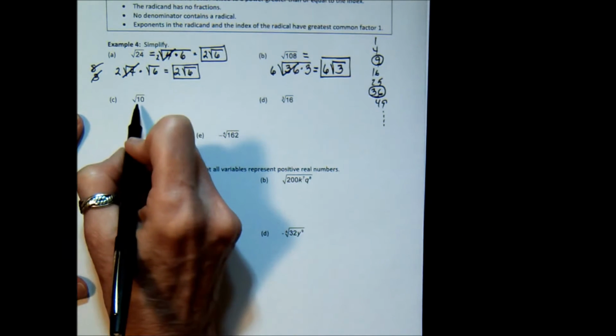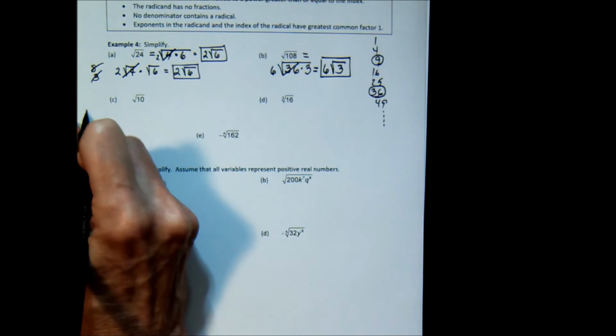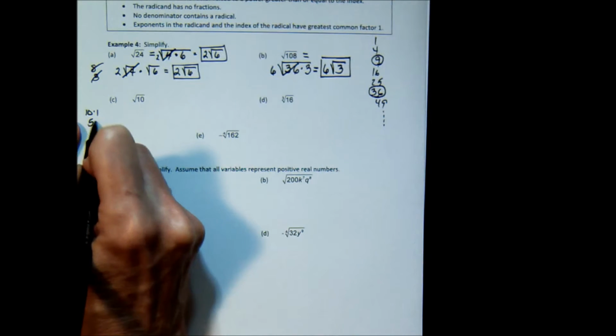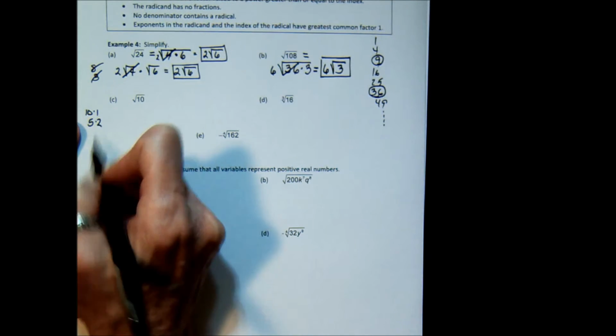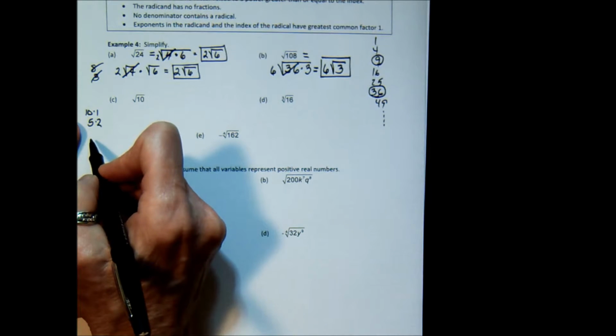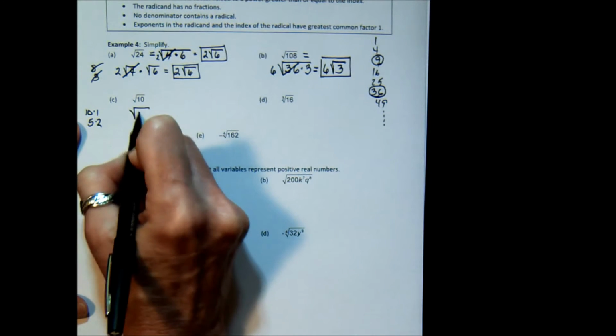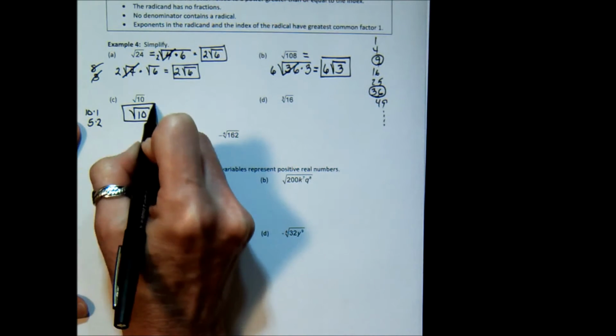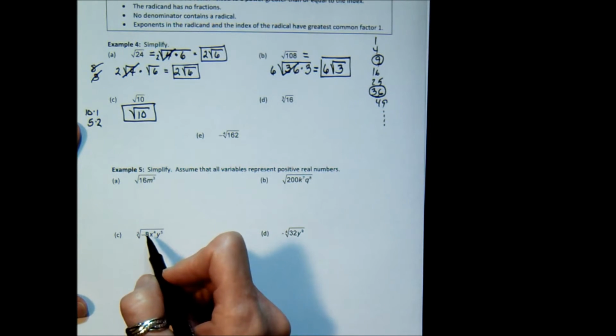Let's look at square root of 10. The only thing you can break 10 into is 10 times 1 or 5 times 2. None of those are perfect squares, so they wouldn't do me any good. So square root of 10 is already in simplest form as the square root of 10.